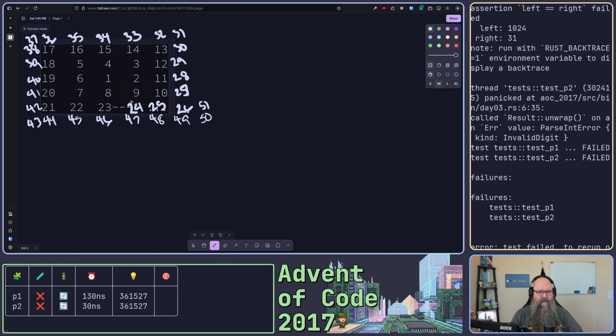Are there any patterns here? So the difference between these is 2, 10, 20, 18. I don't know.